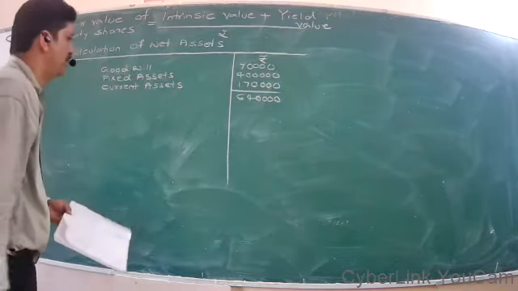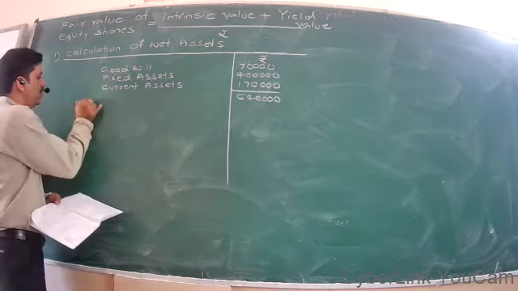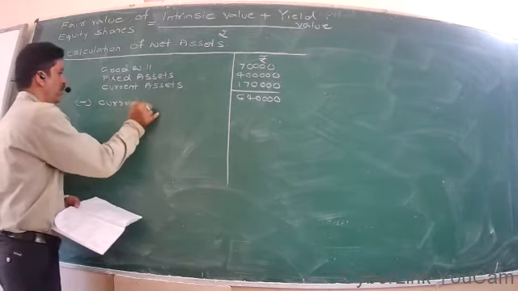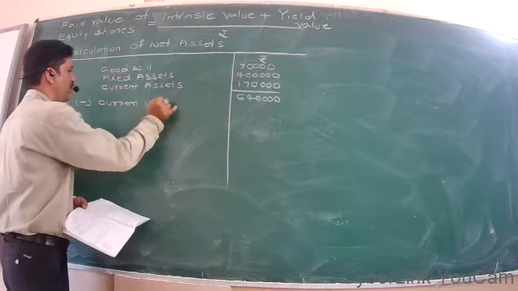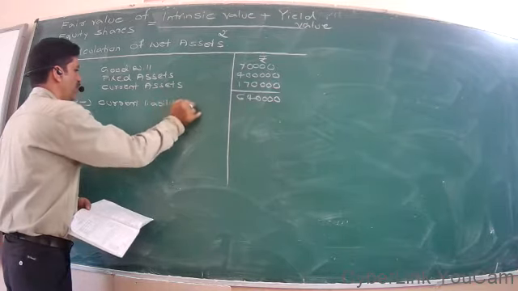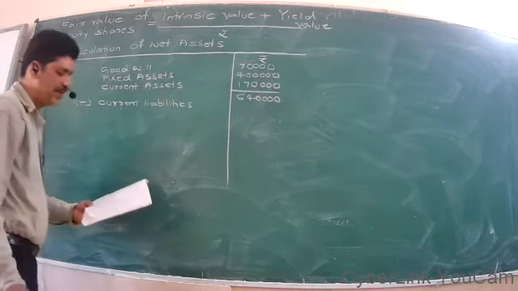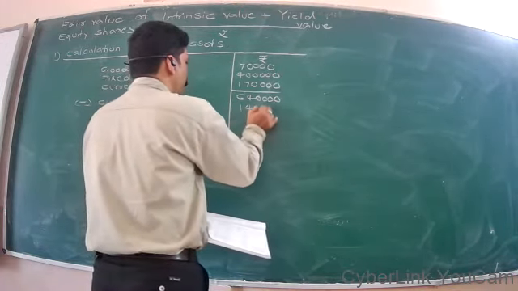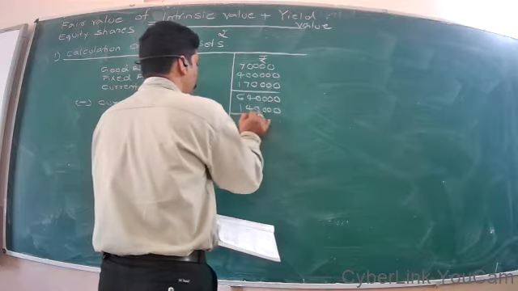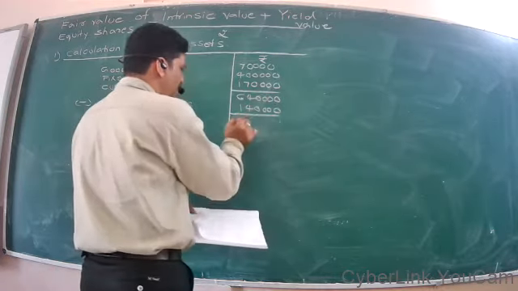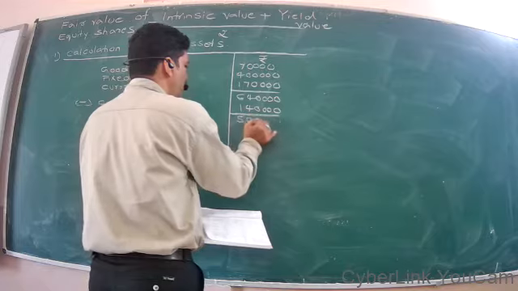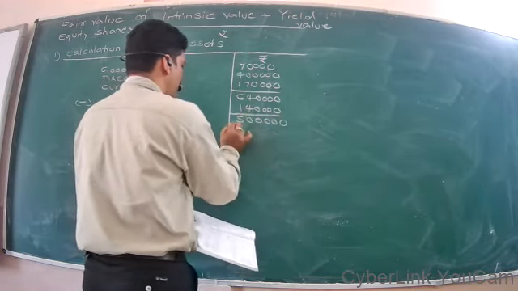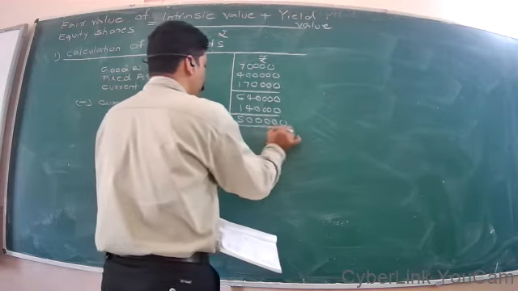So the total becomes 6,40,000, minus current liabilities 1,40,000. So the net assets available to equity shareholders is 5 lakh.